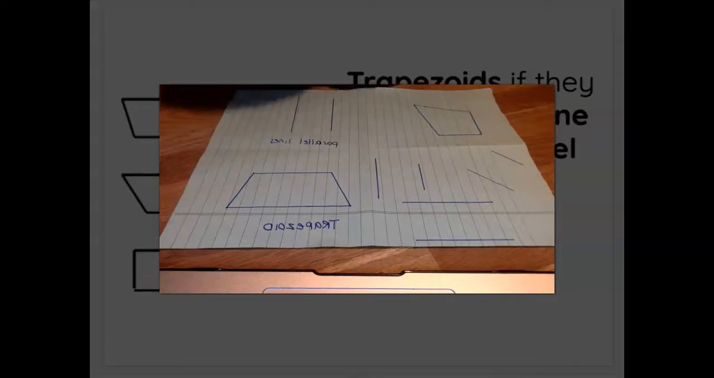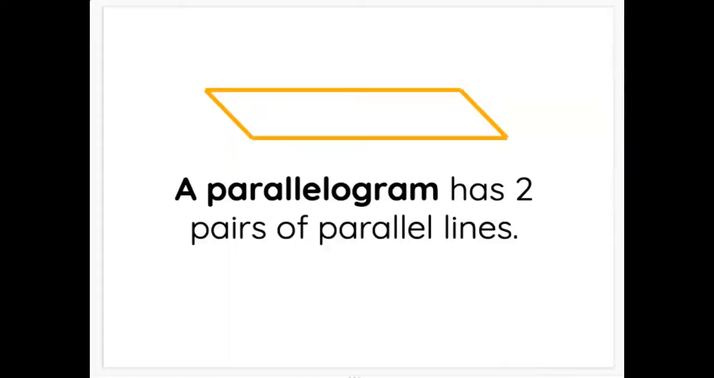This shape is a parallelogram. A parallelogram is different than a trapezoid because it has two pairs of parallel lines. So this set of lines is parallel, they will never touch each other, and this set of lines is parallel. They will never touch each other.